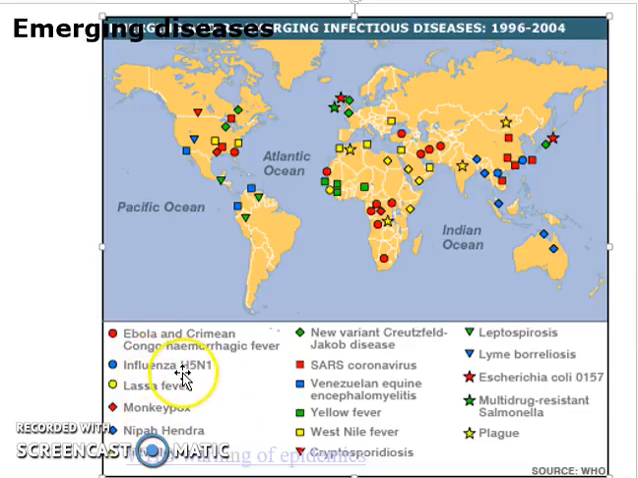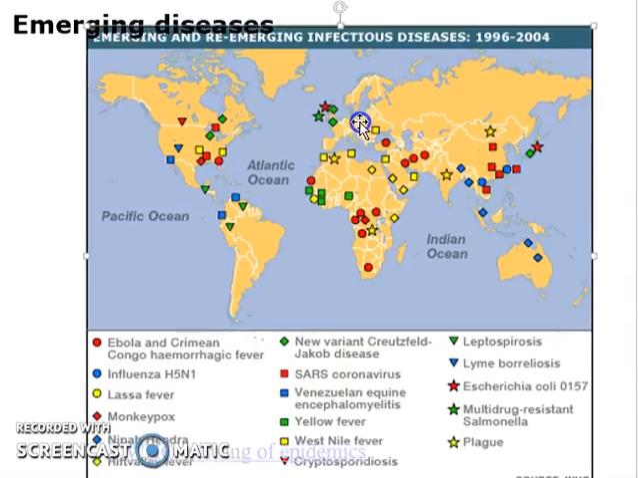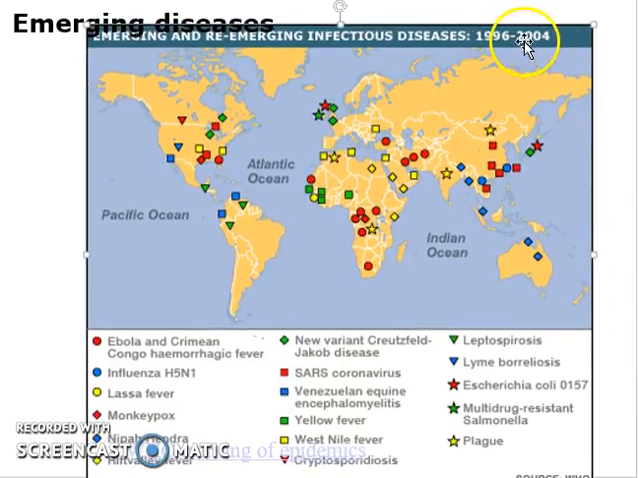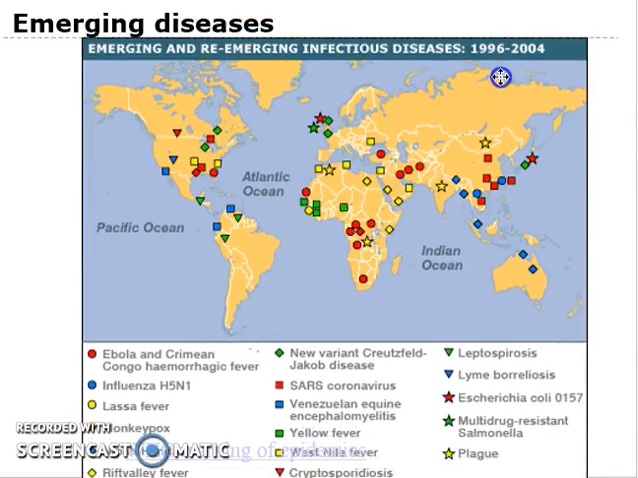So Ebola, Crimean-Congo hemorrhagic fever, they all belong to the same family. You can see where these emerging diseases are rising. Ebola, as many of you know, has origins in African countries. We also have yellow fever that you can see in some of these areas. This particular diagram is incredibly old now. It spans 1996 to 2004.